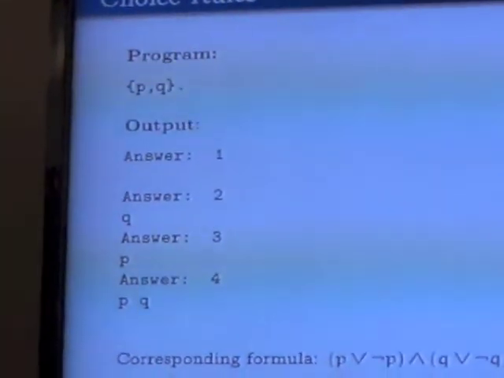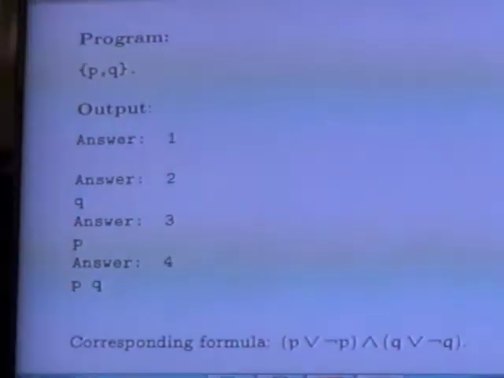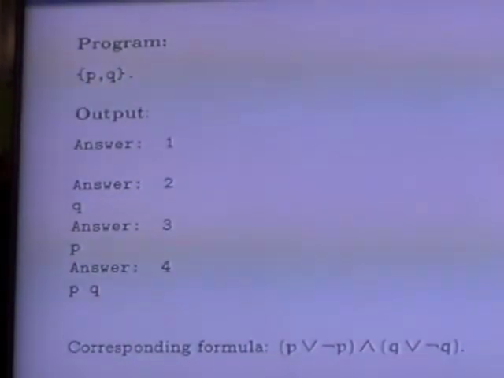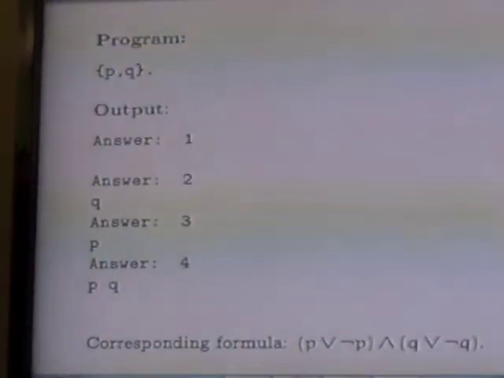And choice rules can be viewed, if you want to relate this construct to propositional formulas, as a combination of two laws of the excluded middle for P and for Q. We can think of this choice rule as the conjunction of these two excluded middle formulas written in logic programming notation. This is a formula which will have exactly these four models.